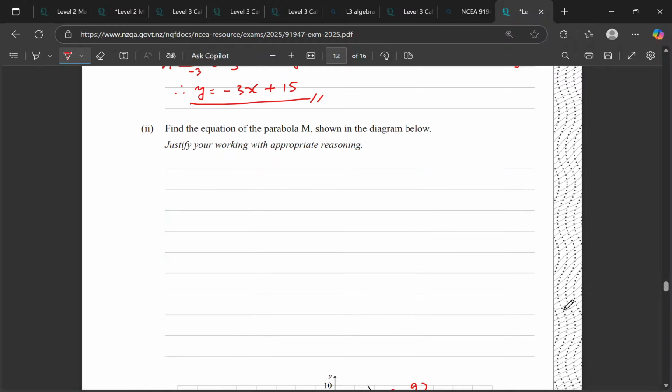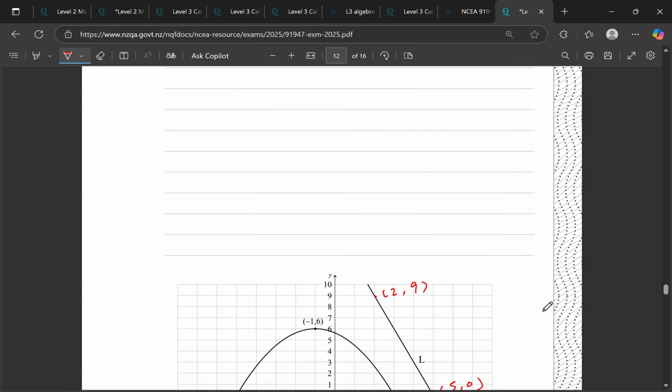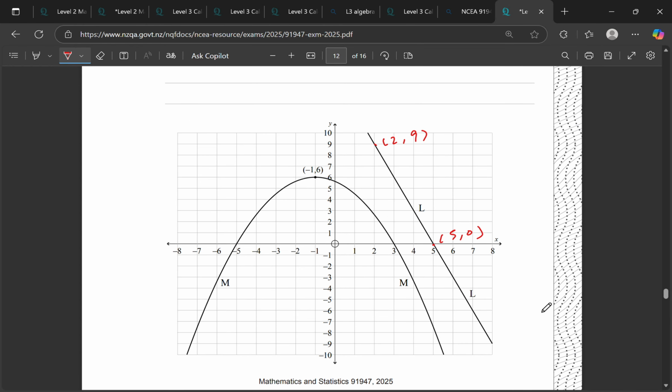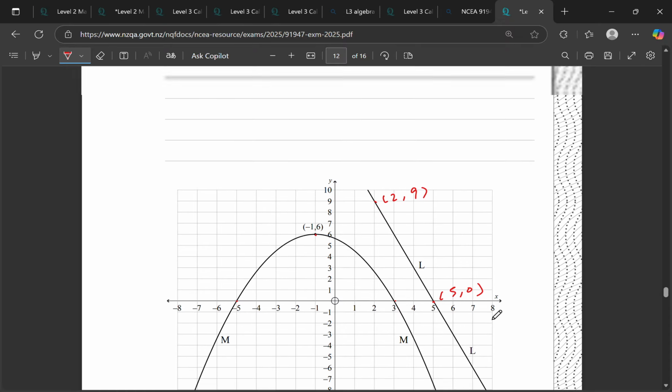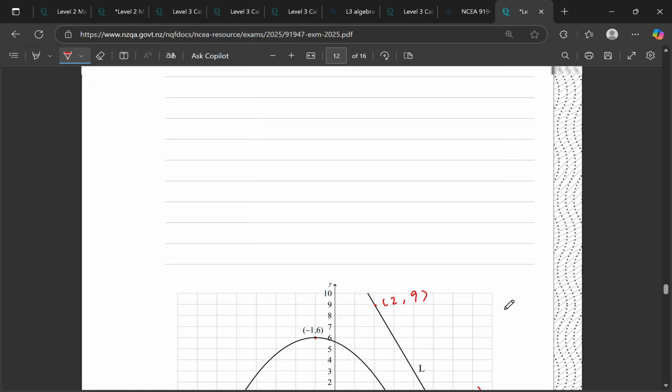All right. It says find the equation of the parabola M shown in the diagram below. Justify your working with the appropriate reason. There are 2 ways to show this. One is using the turning point, the other one is using x-intercepts. So I'll show you both of them.